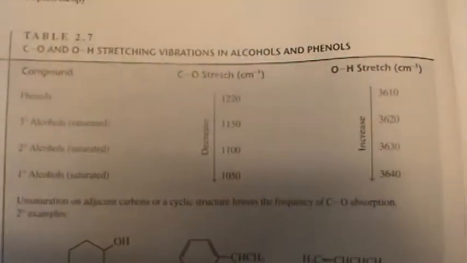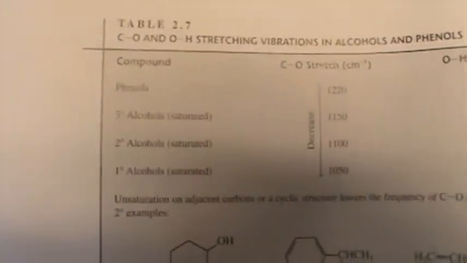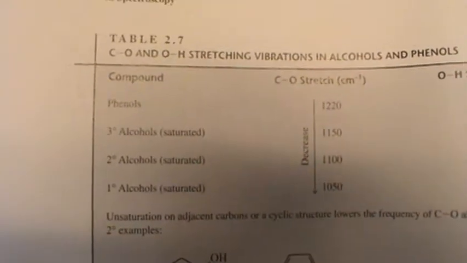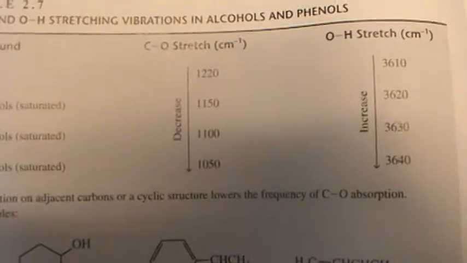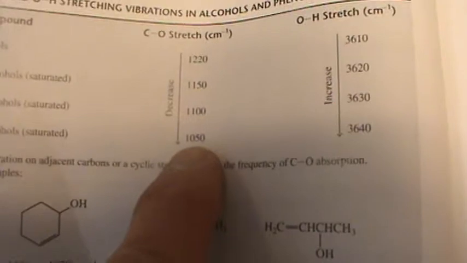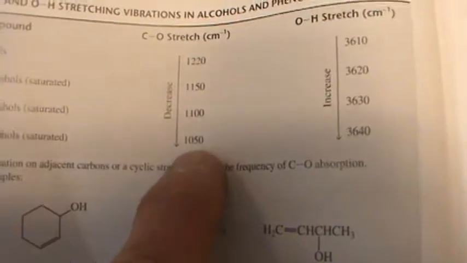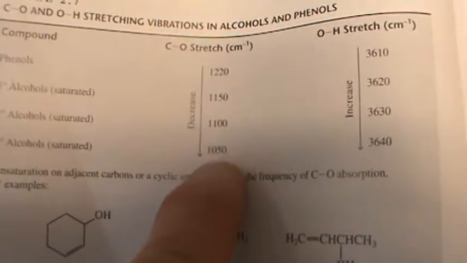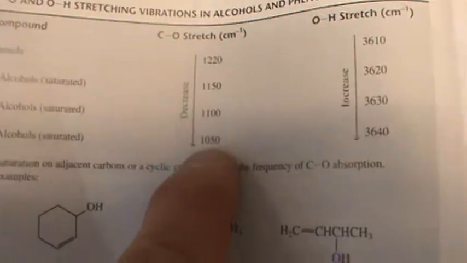This is the chart that's going to tell us a little bit about, more importantly, the CO stretch. When you talk about primary, secondary, and tertiary alcohols, you can see primary is at 1050. Ours is primary. Secondary should be 1100-ish. So we're expecting to see a CO stretch in that vicinity. So you go back here, and we can see we have a strong absorption at 1072.